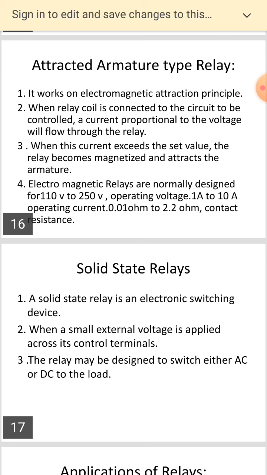Solid state relays. A solid state relay is an electronic switching on off device that switches on or off when a small external voltage is applied across its control terminals. The relay may be designed to switch either AC or DC to the load. It serves the same function as an electromechanical relay but has no moving parts.